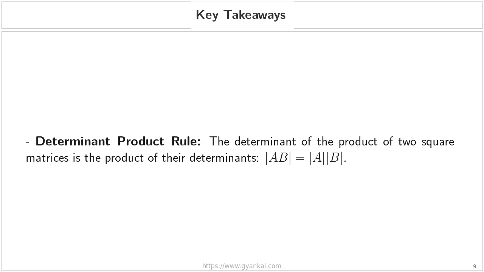Key takeaways. First, remember the determinant product rule. This is the core concept we've been discussing. The determinant of the product of two square matrices is exactly equal to the product of their individual determinants. In mathematical terms, the determinant of A times B equals the determinant of A, multiplied by the determinant of B.